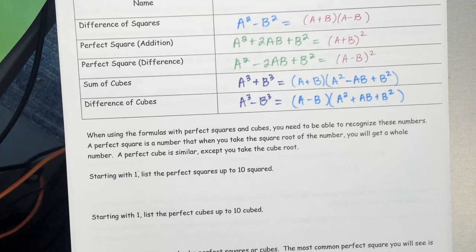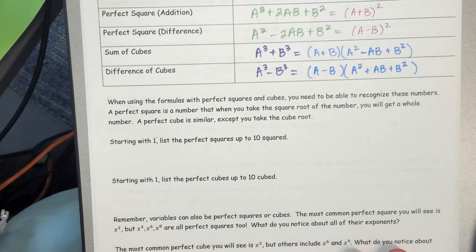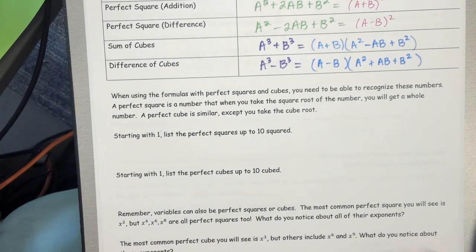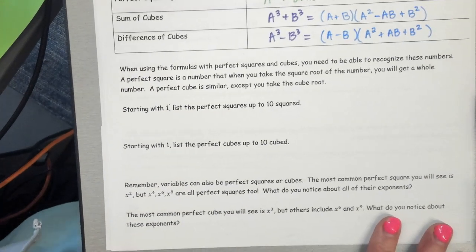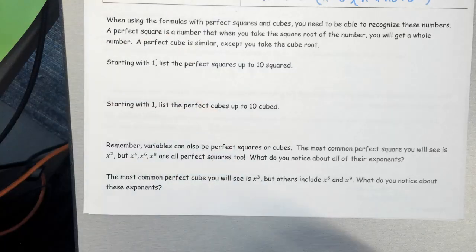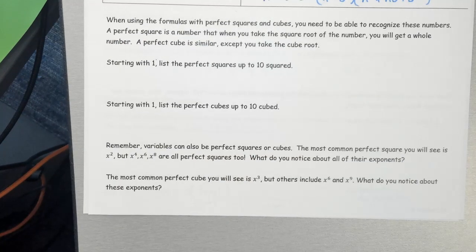All right. Now, when you're using these formulas, if they have perfect squares and perfect cubes, we have to know what they are. Remember, a perfect square is just when you take the square root, you get what type of number? Take the square root, you get a whole number. Okay, same thing with perfect cubes. If you take the cube root, okay, you're going to get a whole number.